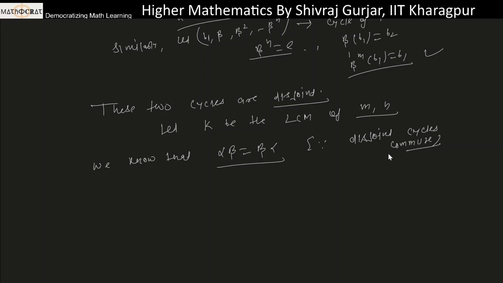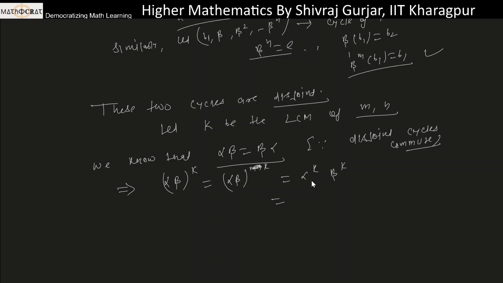I hope this is clear. Okay, so that means if we see alpha beta power k, then k is the least common multiple of m and n. So basically m into n has to be there. The least common multiple of both will be k, so write k directly. So this will be alpha power k and beta power k.